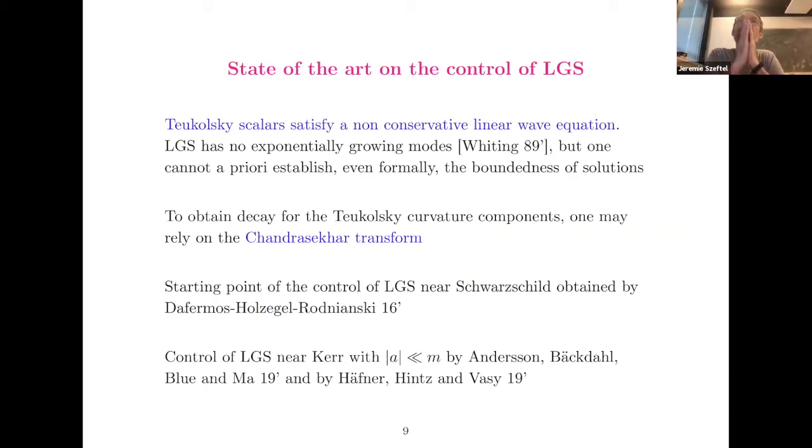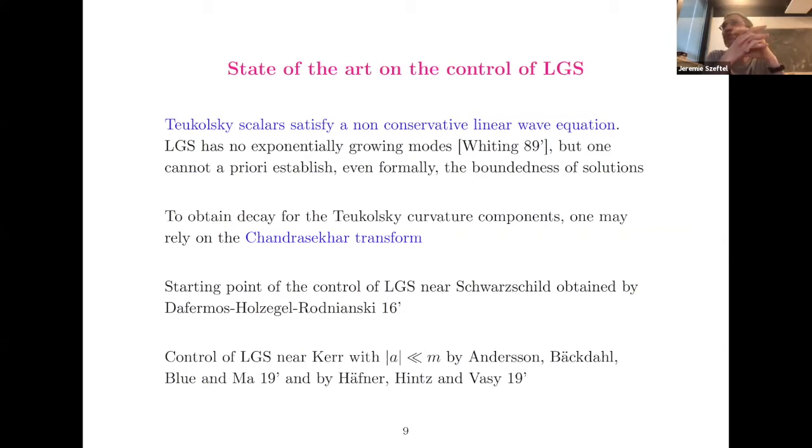So then the solution that was found much later by Dafermos, Holzegel, Rodnianski was to, in fact, use something known as the Chandrasekhar transform, which transforms solutions of Teukolsky into a much better wave equation called Regge-Wheeler, which is Lagrangian. This breakthrough was the starting point for them to control first the Teukolsky scalars and finally the whole linearized gravity system near Schwarzschild.